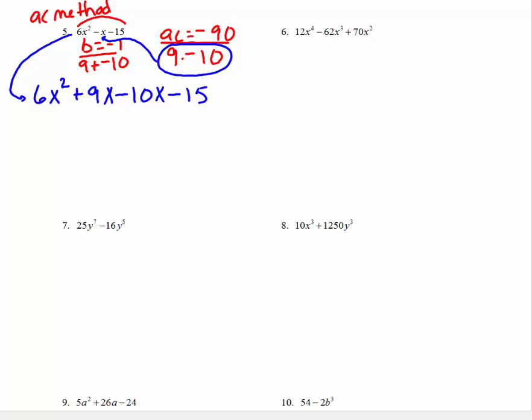At this point, we have 4 terms. So just like the previous problem, with 4 terms, I factor by grouping. So I'll group the first 2 and the last 2. What's in common between a 6x squared and a 9x is a 3x. So when I pull out a 3x, I'm left with 2x plus 3. Minus, there's that minus again. I'm going to pull out a 5 because that's what's in common between a 10x and a 15. And I'm left with 2x plus 3.